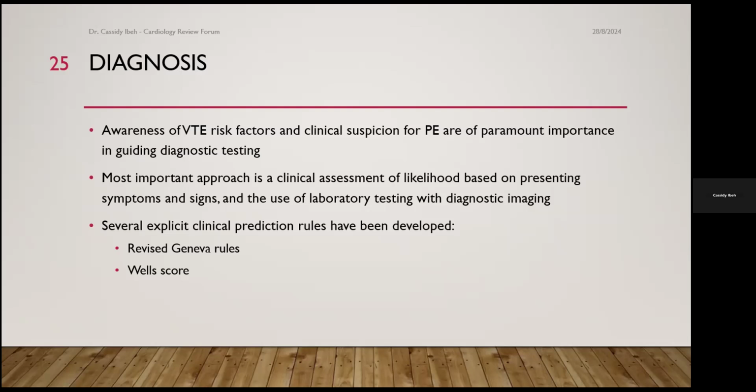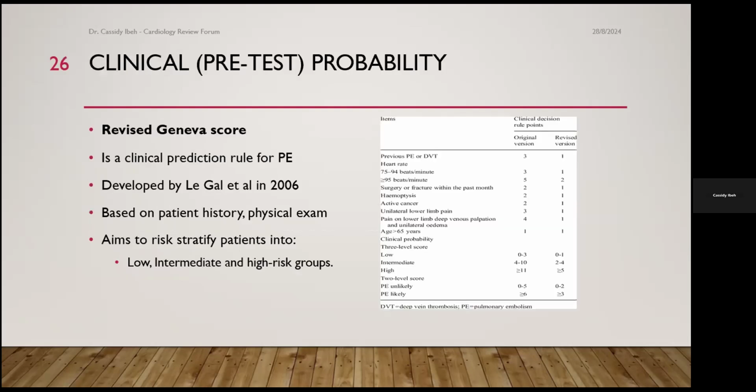We have the revised Geneva rules, and of course the Wells score. These are the revised Geneva scores. Here we have the original version and the revised version. We're looking at some clinical parameters: history of previous PE, heart rate, hemoptysis. I think we all know this.